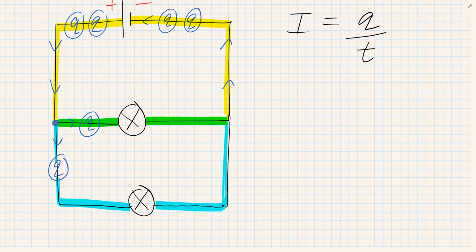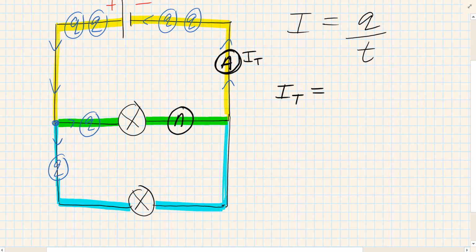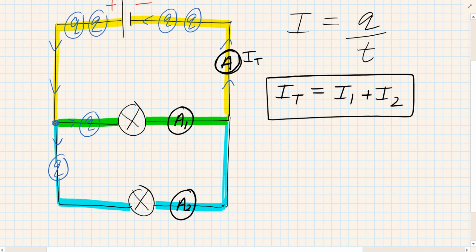diagram, it's pretty clear to see that the total current, I total, which we can represent as being in this part of the circuit. So if we had an ammeter in here, this could be the total current. Anywhere in the yellow branch would be the total current. It must be equal to, let's take this part of the branch, this one here, call that A1. This one here, call that A2. The total current will be equal to the current in the green branch, A1, which will be I1, plus the current in the blue branch, I2. So in a parallel circuit, the total current is equal to the sum of the currents in the individual branches.